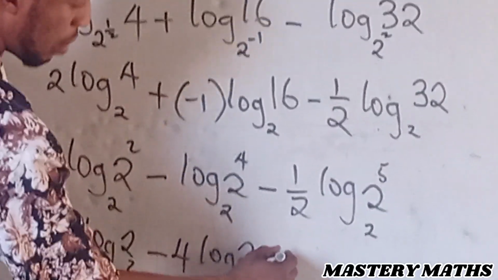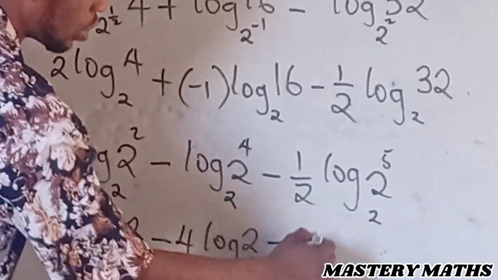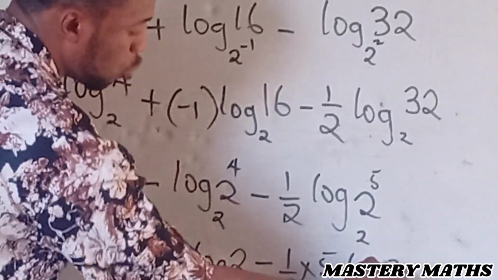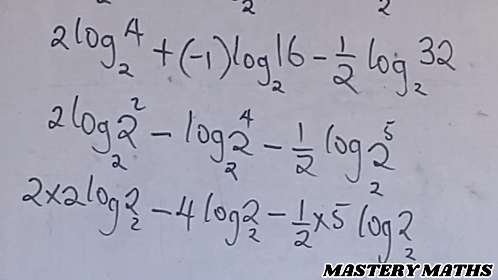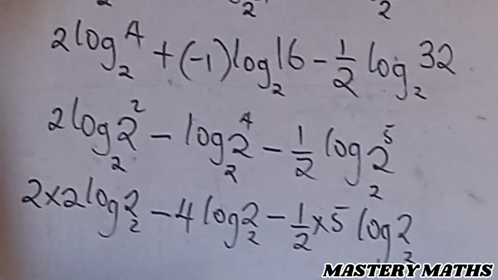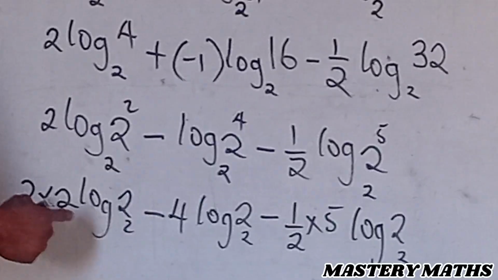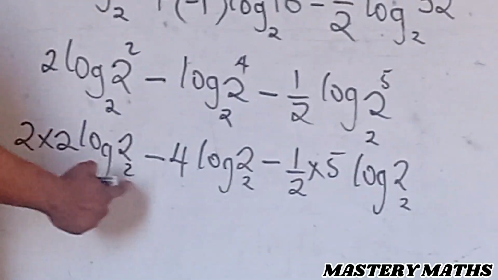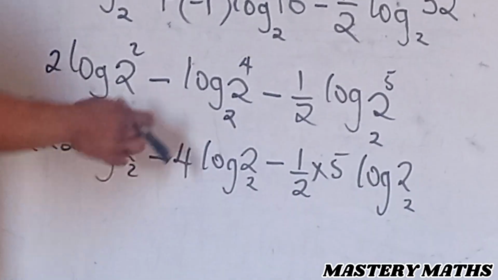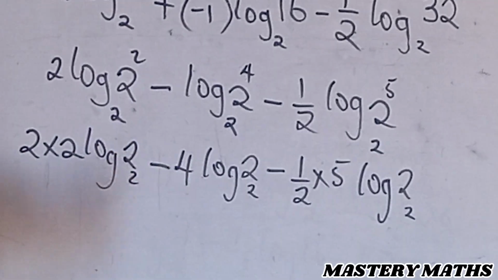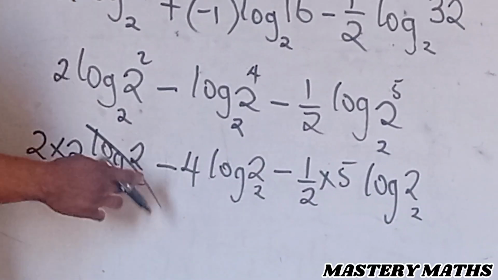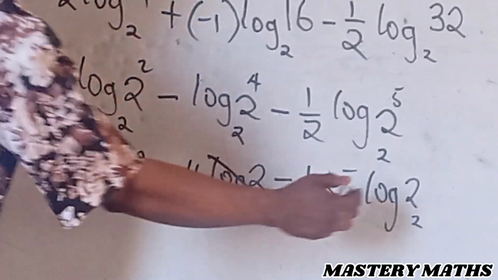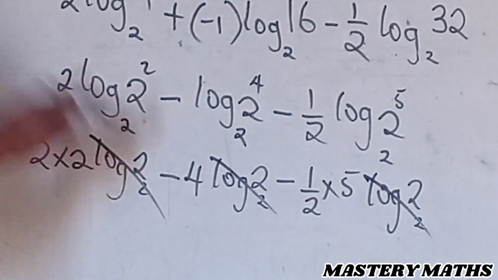You have your minus 1 over 2 times 5. This 5, use it to multiply. Times 5 log 2 to base 2. Now, according to the law of logarithm, log of a number to its base gives 1. So log 2 base 2 will give you 1. This log 2 base 2 will cancel out. When they cancel out, it will give you 1.